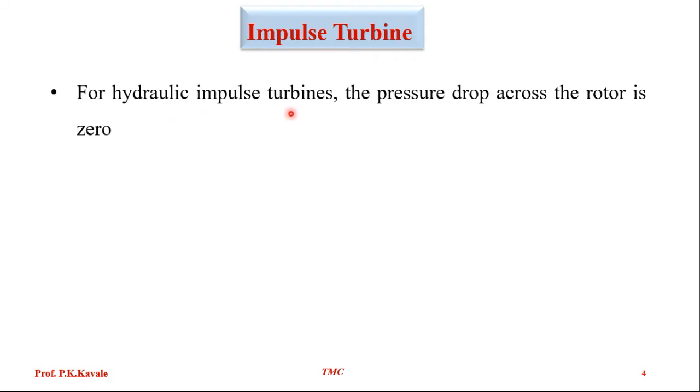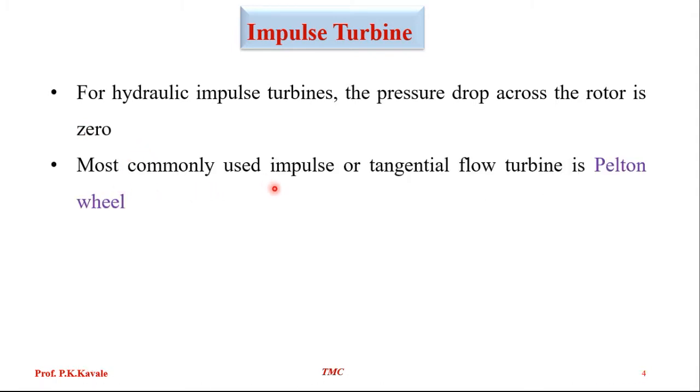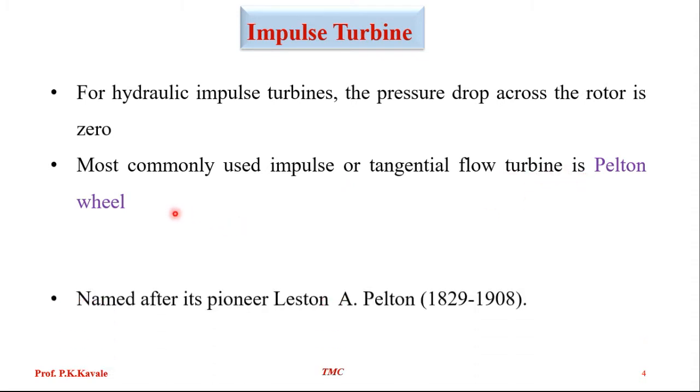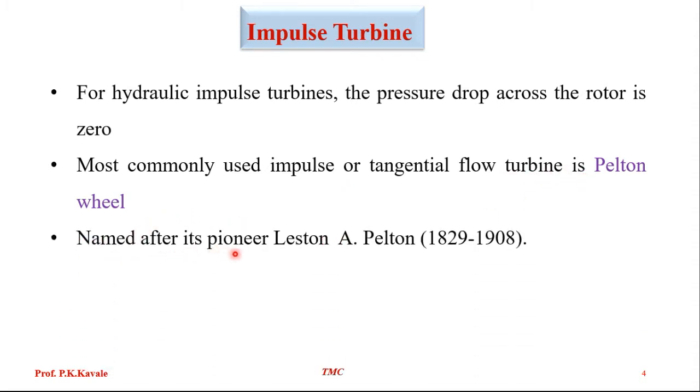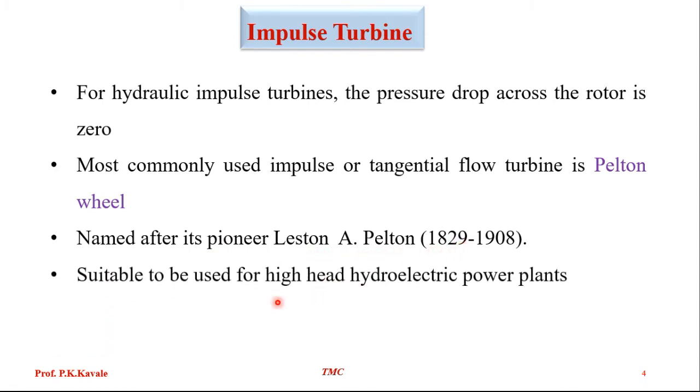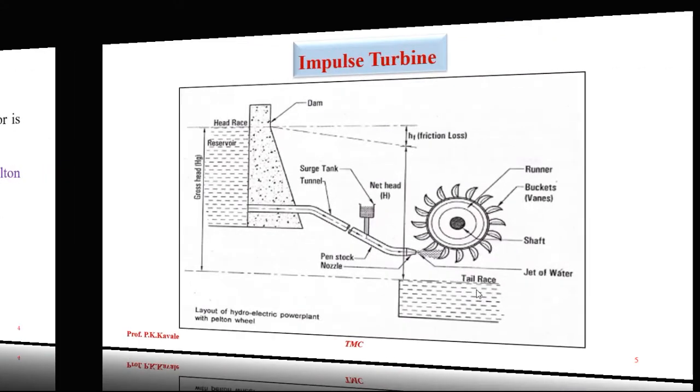For a hydraulic impulse turbine, the pressure drop across the rotor is zero. That's why it's known as the impulse turbine. The most commonly used impulse turbine, or tangential flow turbine, is the Pelton wheel, named after its pioneer inventor Lester A. Pelton (1829 to 1908). It is suitable for high head hydroelectric power plants.